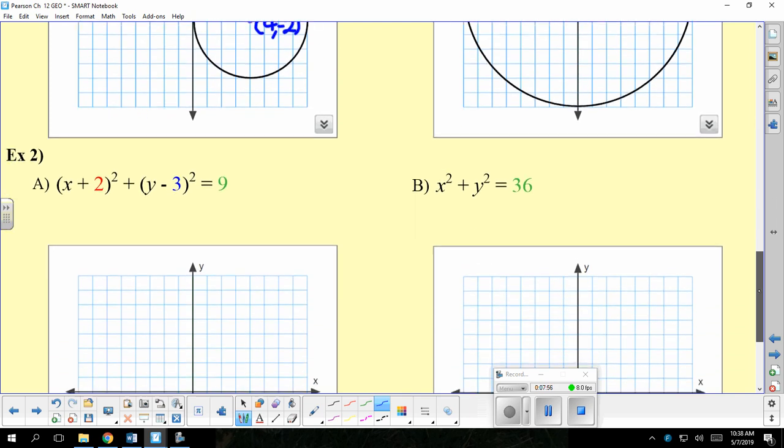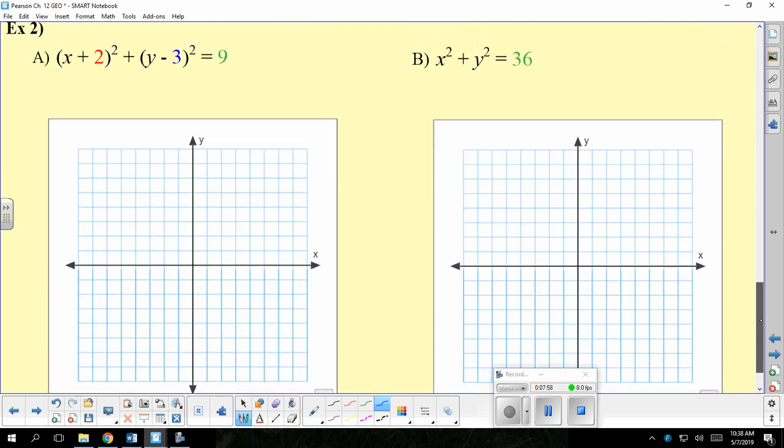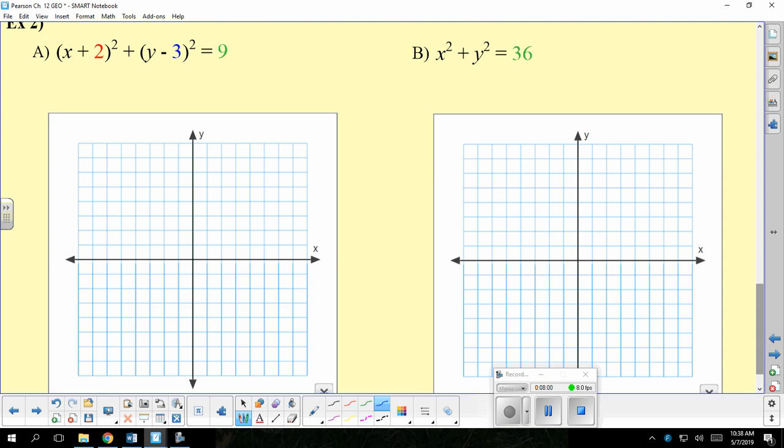All right. The last thing we need to do is be able to graph these circles in the coordinate plane. So in order to do that, I need to find the center and then the radius. So let's find the center. I'm going to label that C. And then R. So first, let's start with the radius. Radius right here. Square root of 9 is 3.